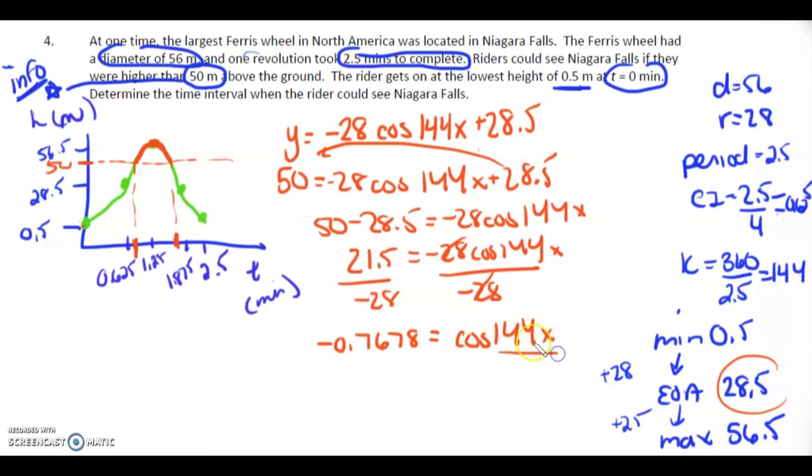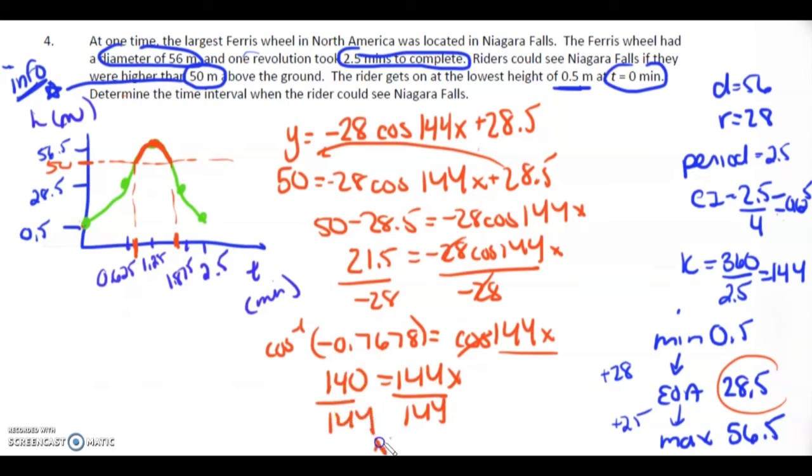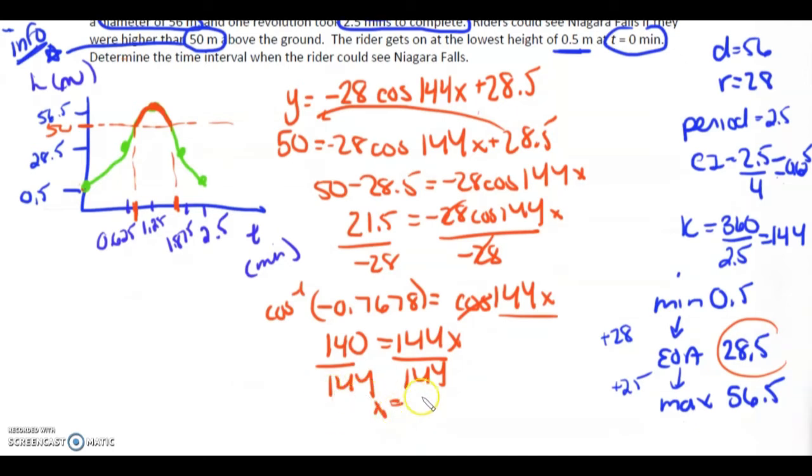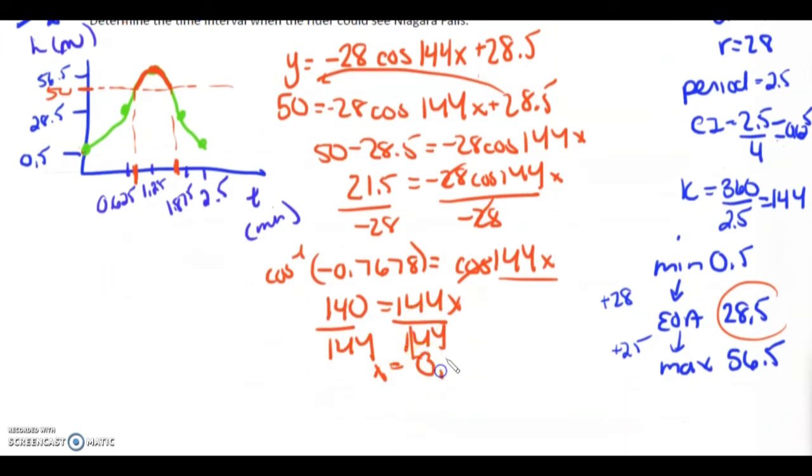Okay, 144x is connected to one another, so we can't separate those. We have to cos inverse both sides at this point. So I get 140 equals 144x. Okay, and then divide out. I get 0.97. Okay, so at 0.97 minutes.